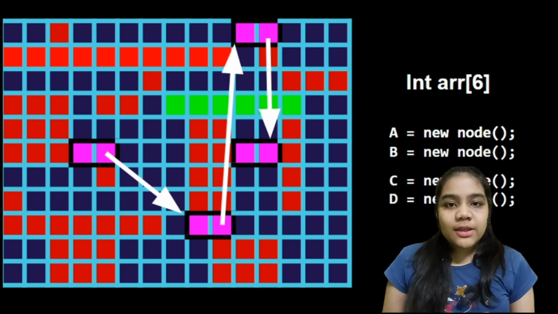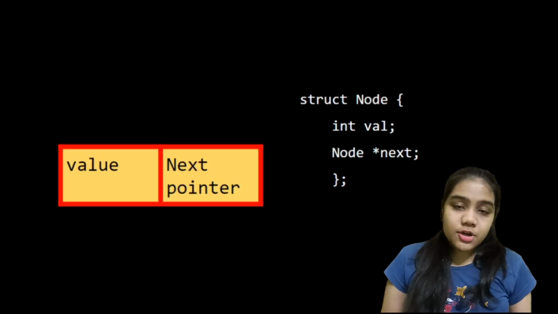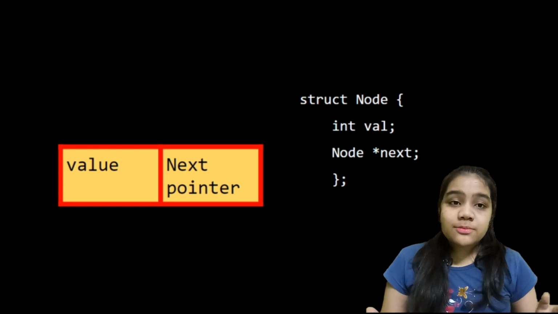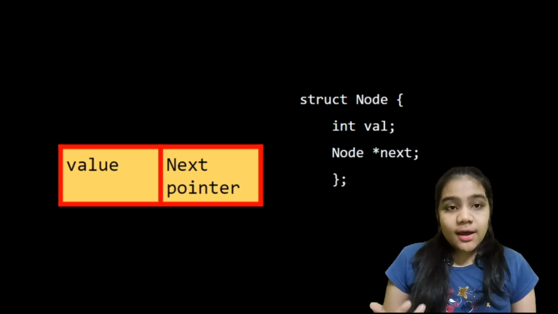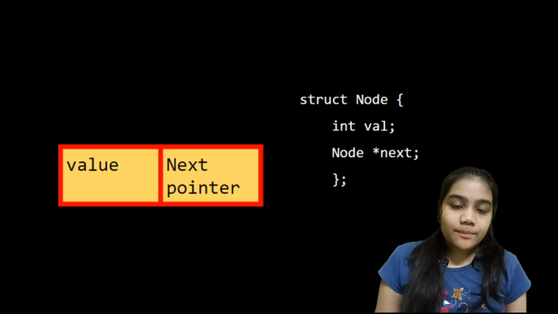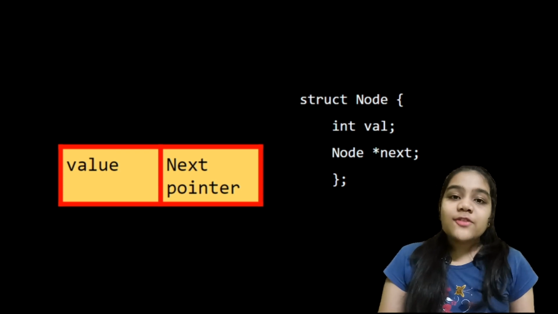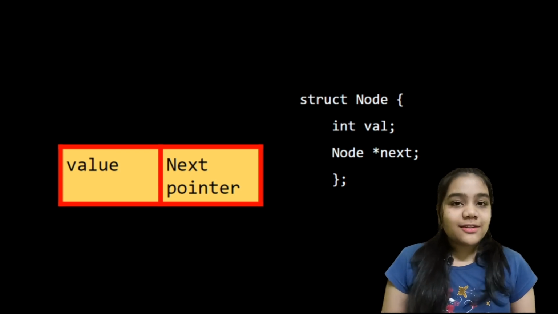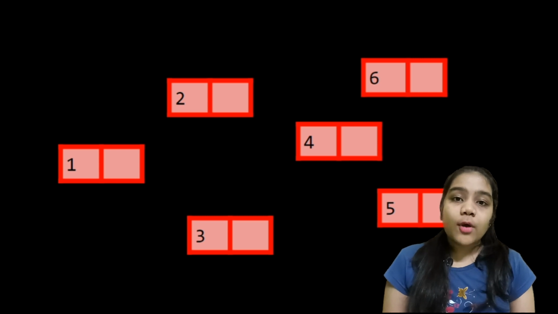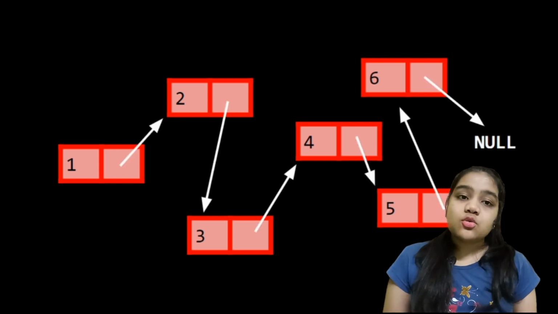Here we are making a node and defining its structure. Each node is made up of two items: the data and the reference to the next node. Here we have taken many nodes and joined them with the help of pointers. The last node's reference is null.